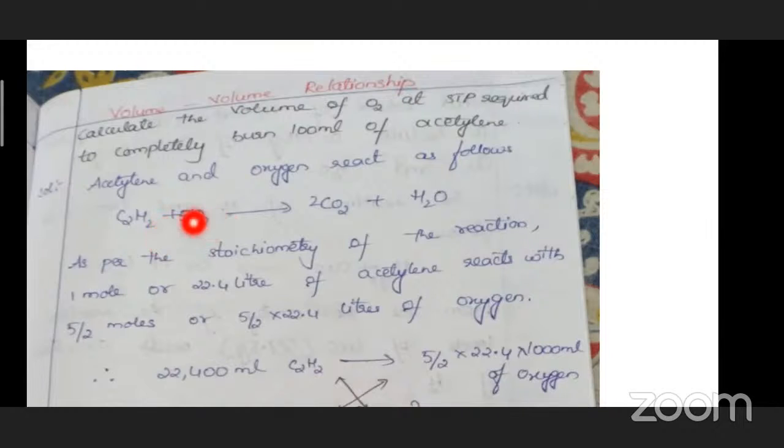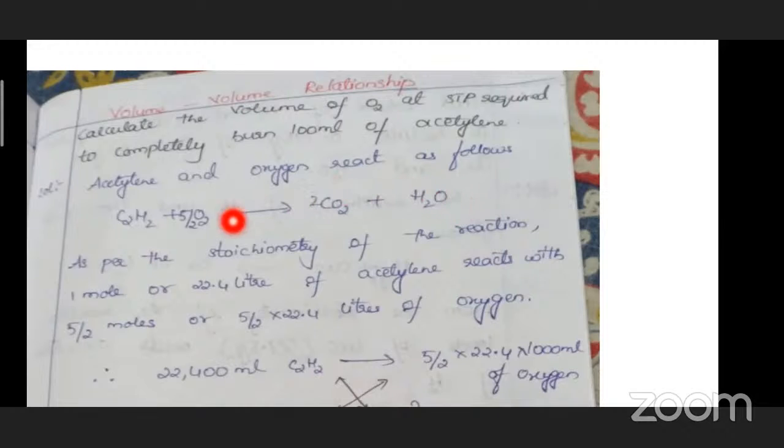So see the balanced equation. 2 carbons are there on the reactant side, so we have to write 2 carbon dioxides. And 2 hydrogens are there, so however many hydrogens there are, we write that as water. H2 is there, so we simply write H2O. Now we have to balance the oxygen. So totally how many oxygens are there on the product side? 2 into 2, 4, plus 1, 5.